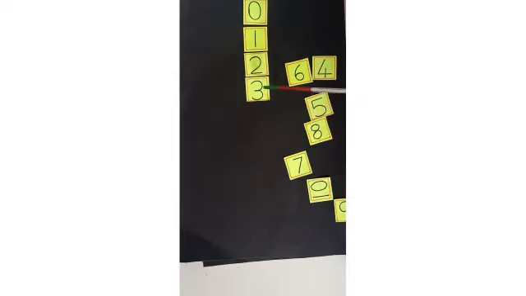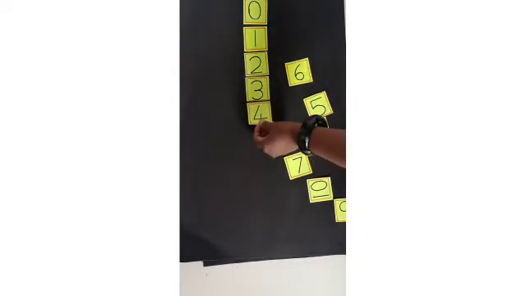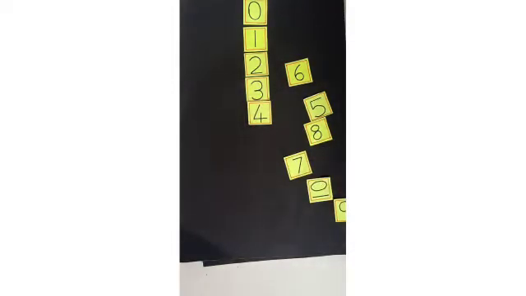Now tell me children, after 3 which number will come? Number 4, right? So let us search for number 4 here. Where is number 4? Here it is. So what we will do? We will take number 4 and place it below number 3. Now 0, 1, 2, 3, 4.